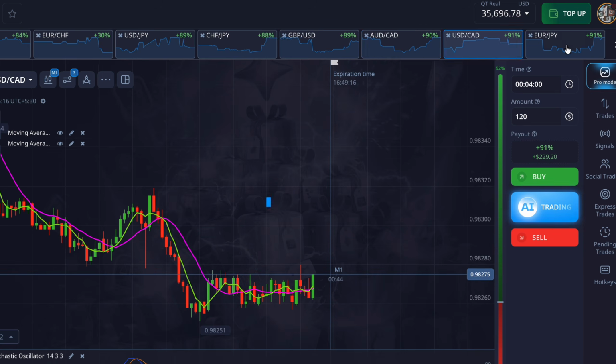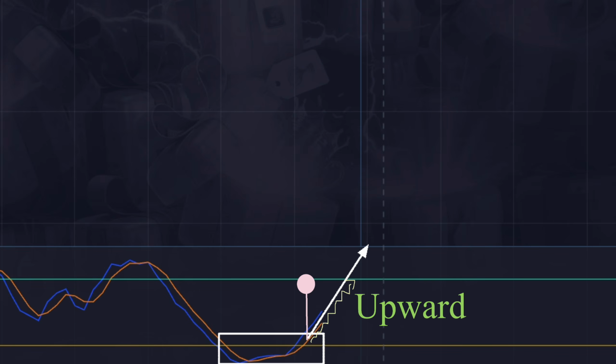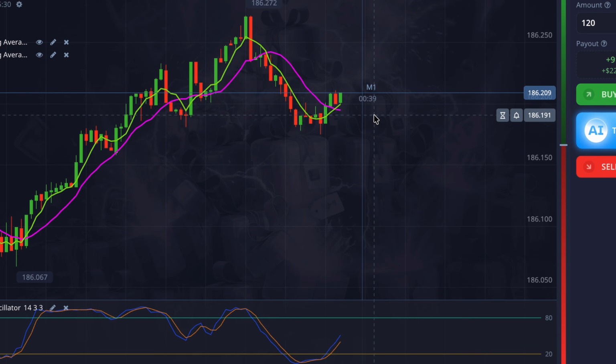After waiting for a while, we found a much better crossover setup where both moving averages crossed clearly to the upside. At the same time, our second indicator, the stochastic oscillator, is also moving upward from the oversold zone. This is a great example of a high-quality setup.